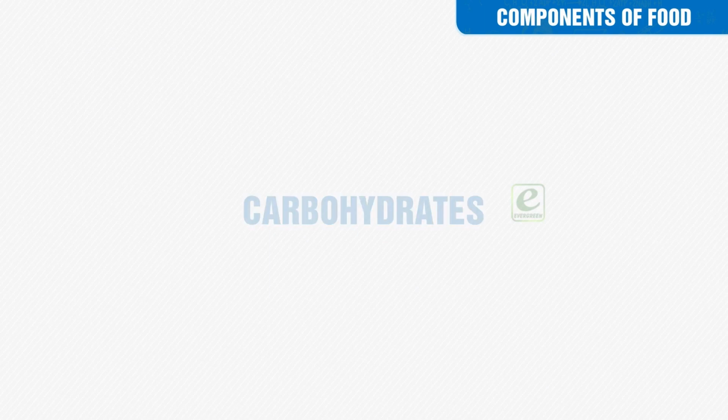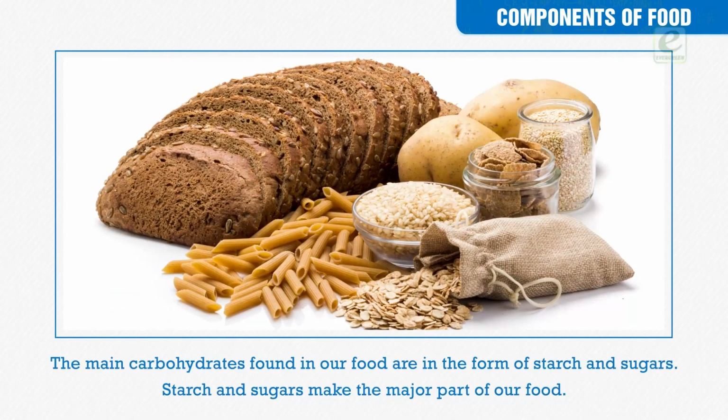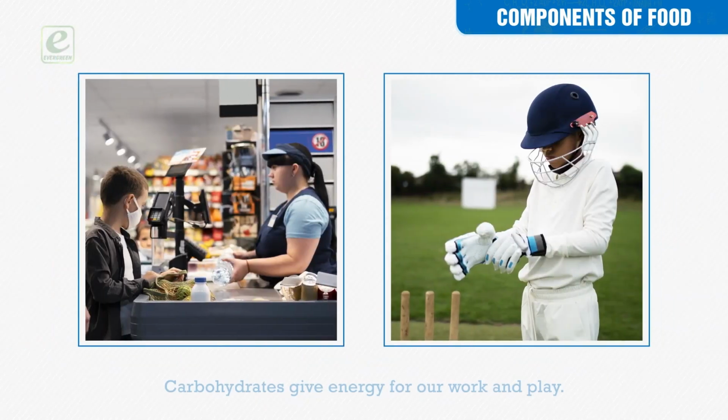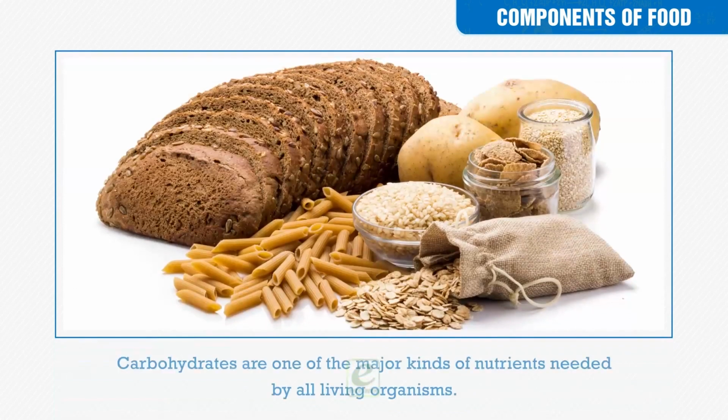Carbohydrates. The main carbohydrates found in our food are in the form of starch and sugars. Starch and sugars make the major part of our food. Carbohydrates give energy for our work and play. Carbohydrates are one of the major kinds of nutrients needed by all living organisms.